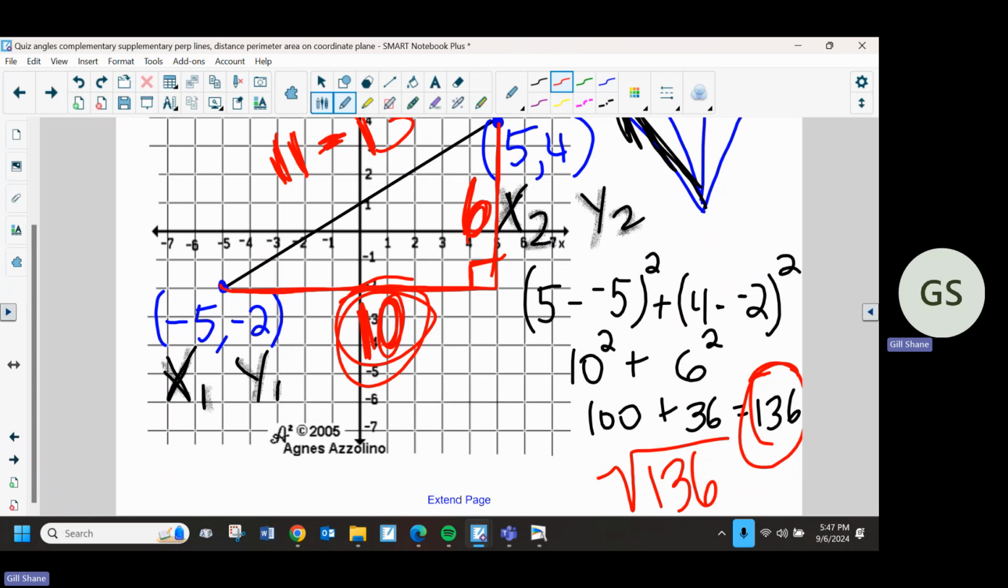I know 11 squared is 121, 12 squared is 144. So maybe 11.6, probably even 11.7. But do it, just practice taking the square root on whatever calculator you're using, somewhere around 11.7-ish. All right, so that's all I'm going to do on this video.